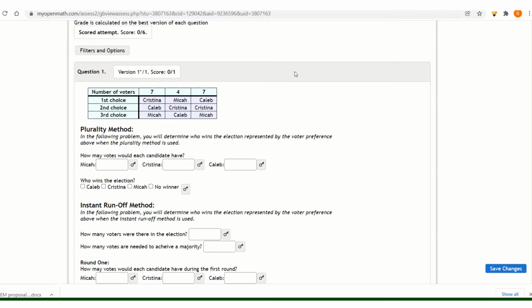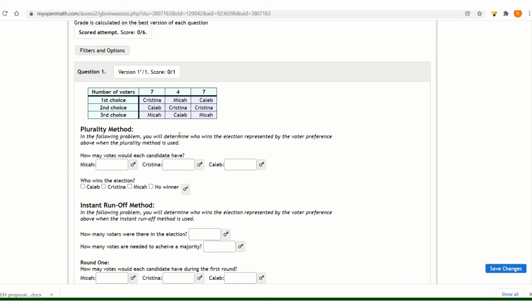Okay, so let's take a look at number 1, where we have this table. We had 7 voters who chose Christina first, then Caleb second, and Micah third. We have 4 voters who chose Micah first, Christina second, and Caleb third. And then we have 7 voters who chose Caleb first, Christina second, and Micah third.